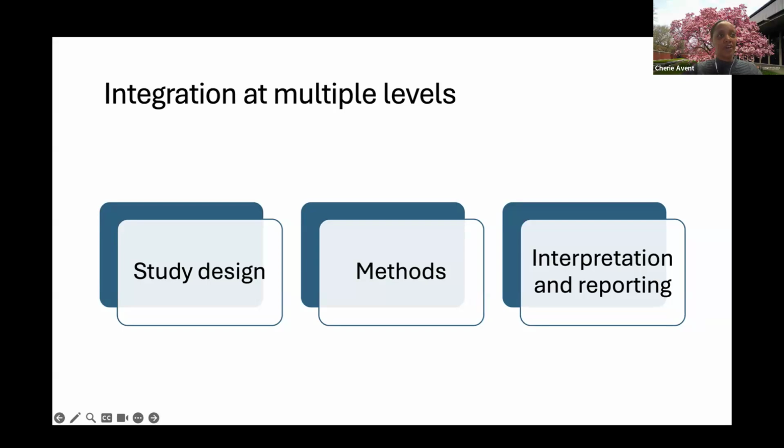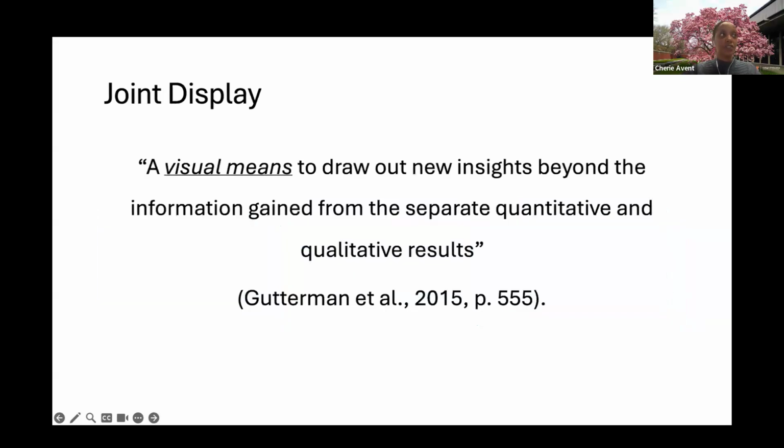Before we move on, I want to highlight something really important that helps us with integration, and that is the use of joint displays. Joint displays are a visual way for us to see across our data, and they help us think about how we're going to build out different components. Guetterman defines a joint display as a visual means to draw out new insights beyond information gained from the separate quantitative and qualitative results.